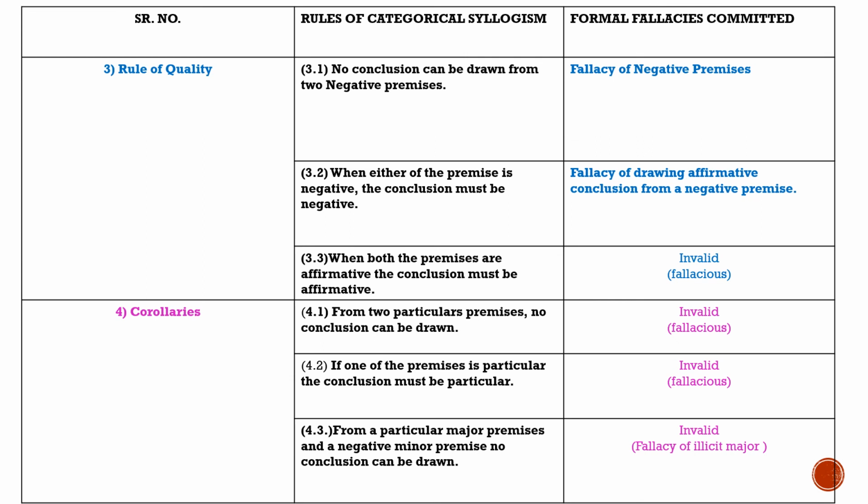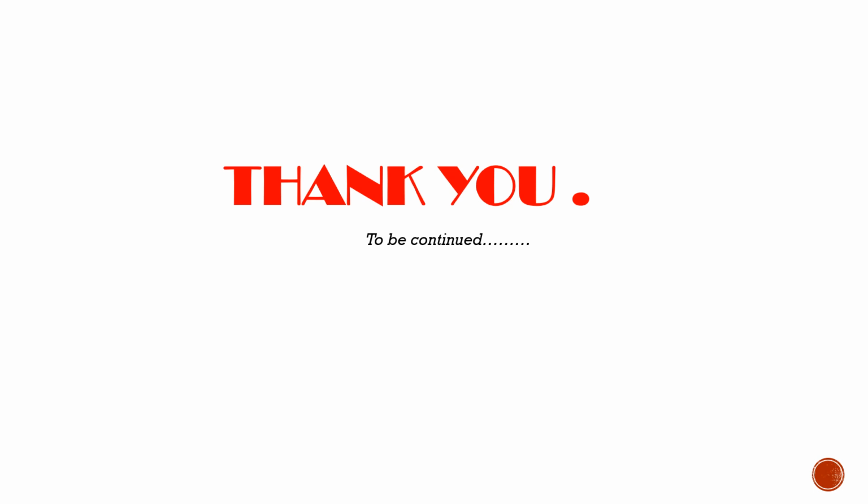Then the third rule is that from a particular major premise and a negative minor premise, no conclusion can be drawn. If this rule is violated, again the argument will be invalid and will commit the fallacy of illicit major and some other fallacies, depending upon the argument. Thus, we have studied the rules of categorical syllogism and when violated, what fallacies they commit. Thank you.